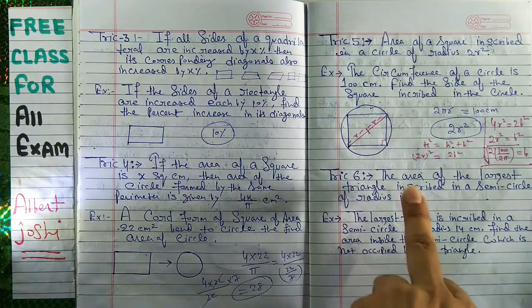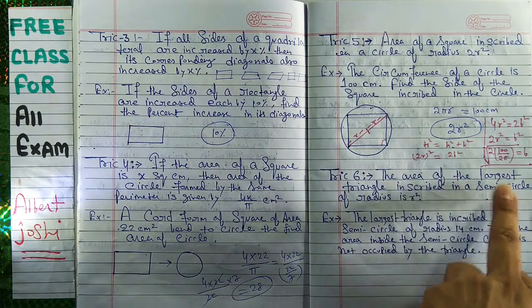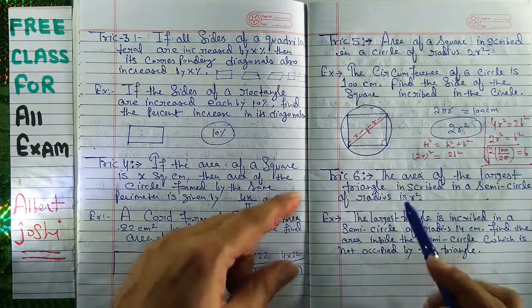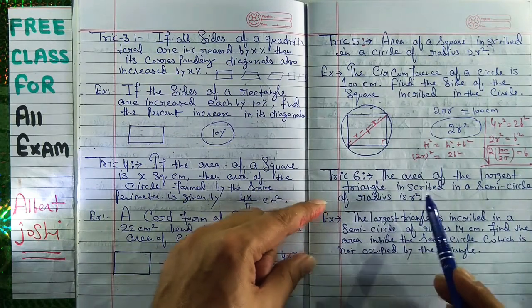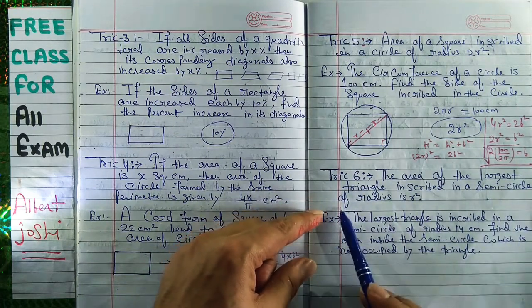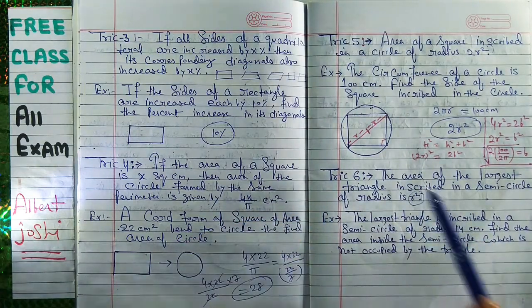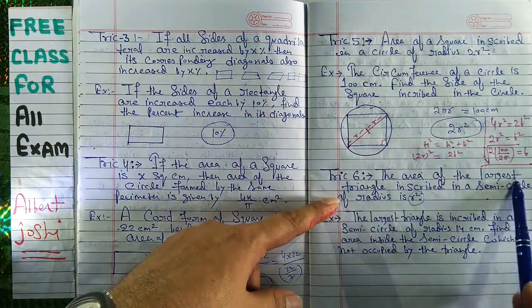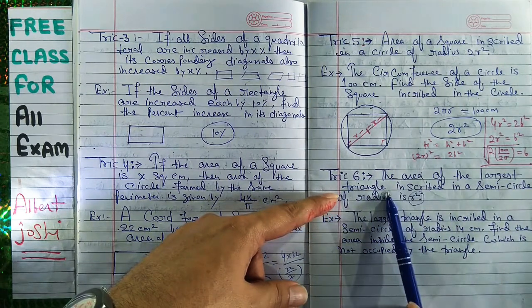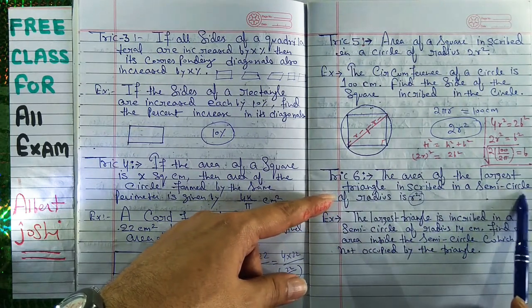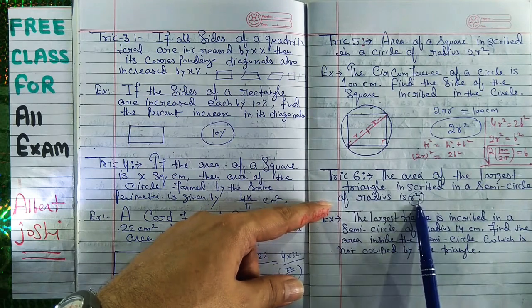Now trick number 6, the area of the largest triangle. He is asking the area of the largest triangle inscribed in a semicircle of radius r. So what is the area of the largest triangle that has been inscribed in the semicircle of radius r?